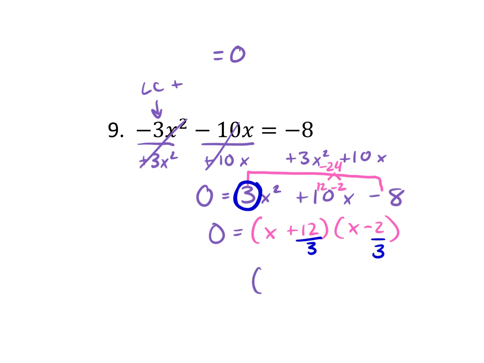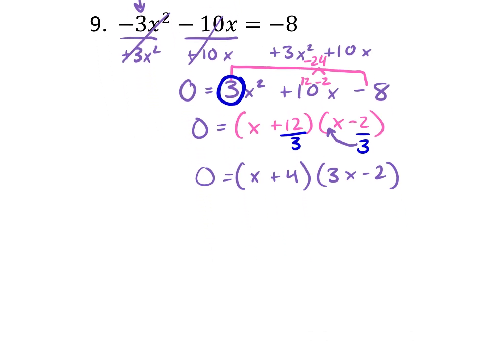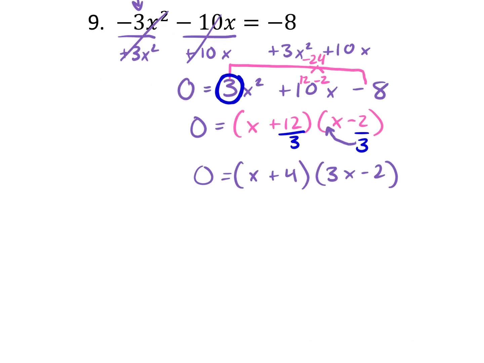So we divide. So we get x plus 4 times 3x, because if it doesn't divide, we move it in front of the x, so 3x minus 2. Now here we're not just factoring, we have to solve it all the way. So what would I do next? x plus 4 equals 0. Perfect. We set them both equal to 0.